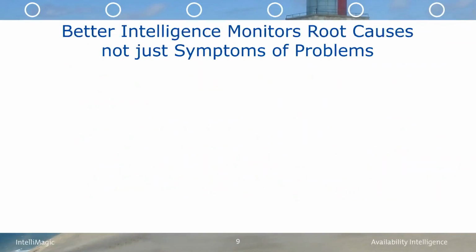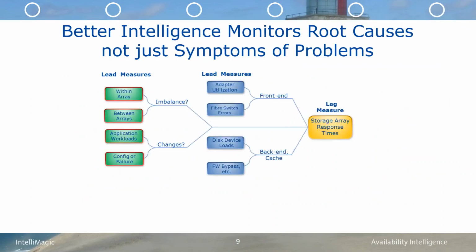So it's really a difference of looking into root causes and monitoring the root causes, not just the symptoms of a problem. Here's a diagram of some issues for a disk storage array in the mainframe environment. The lag measure is what you might call a symptom. It's very easy to set a threshold and alert when response times go high. But first of all, is it a significant workload? And when that goes high, you don't want this alarm going off all the time, right? Then it becomes meaningless.